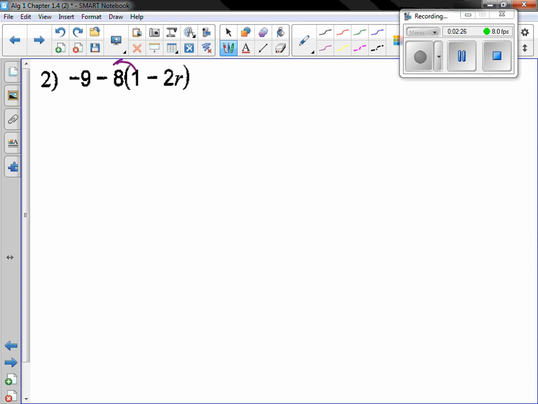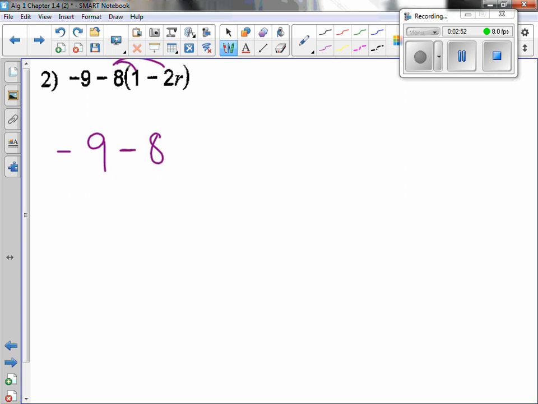We're going to distribute the 8 through those parentheses, because whenever we have a number or a variable on the outside, we multiply it by everything on the inside of the parentheses. Now, it doesn't do anything to the 9, so we'll still have negative 9. Now, negative 8 times 1 is going to be what? Negative 8, because anything times 1 is just what it is. Multiplying by 1 does not change the number.